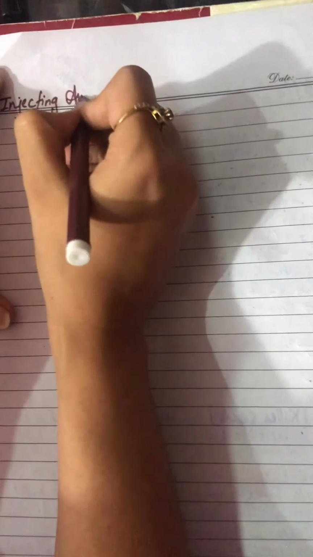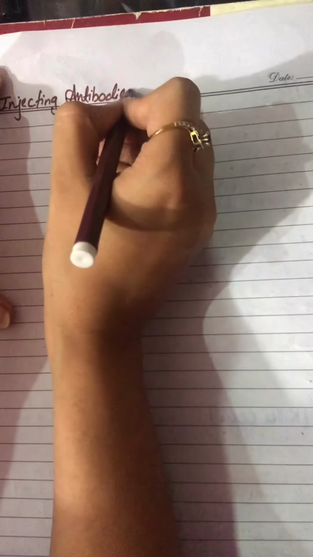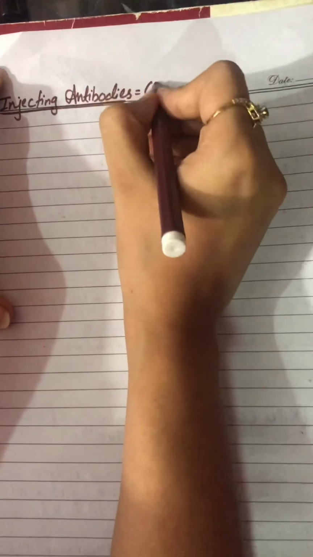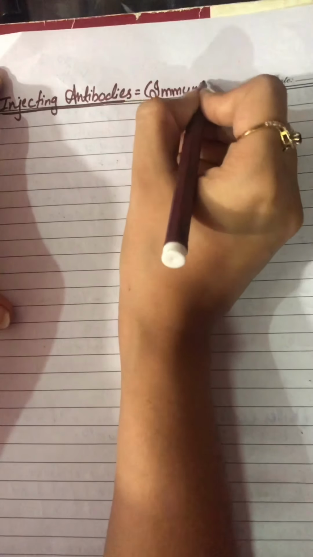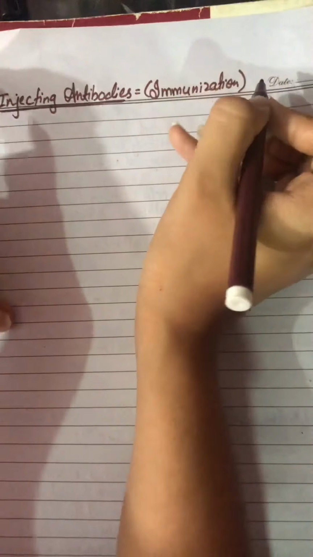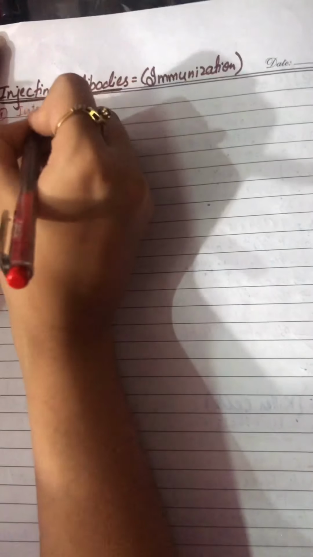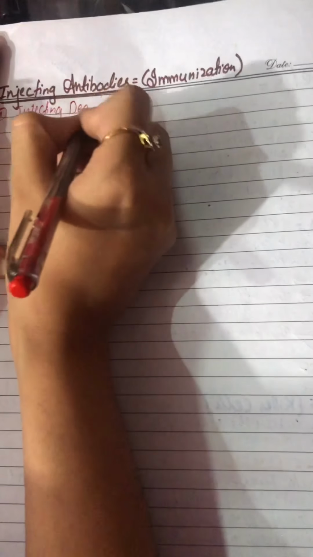Now the immunity can also be provided by injecting some antibodies, right? So let's study that. Injecting antibodies, and this is called immunization. It means providing immunity, right? So the first one is injecting dead organisms.